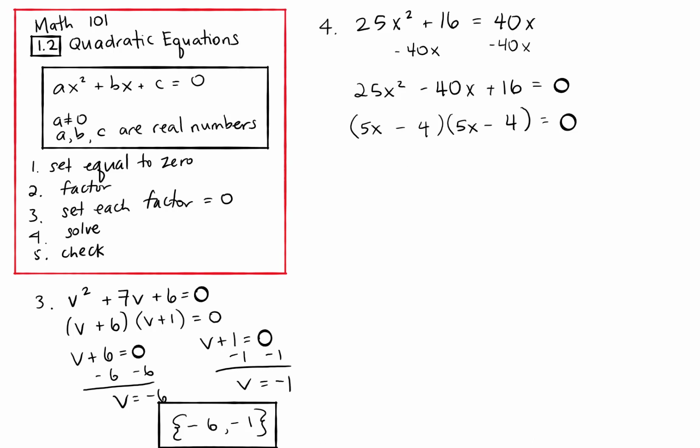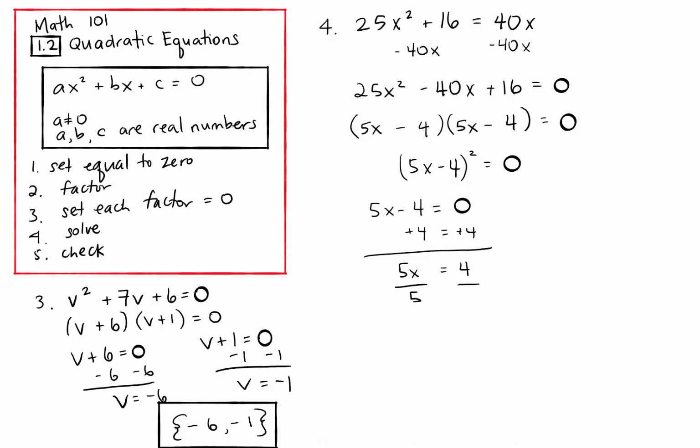Let's go ahead and say that is 5x minus 4 squared is equal to 0. Now that step was sort of unnecessary because we're just going to set our factors equal to 0. And those are the same factors. I'm going to add 4 to both sides. Left with 5x is equal to 4. Dividing both sides by 5 gives me a fraction as an answer.